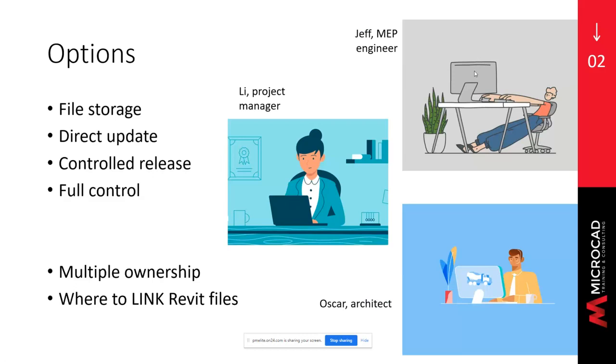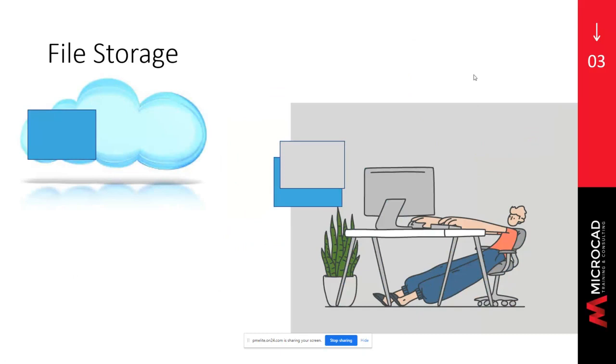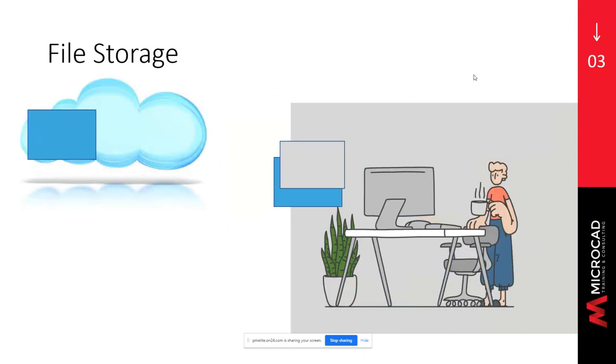And one of the critical ways that these approaches differ is the location of the linked Revit files. Every discipline uses linked files to give a background and reference geometry for their work. You will see how using different locations for the link file results in different behavior. Let's look at the first option, file storage.